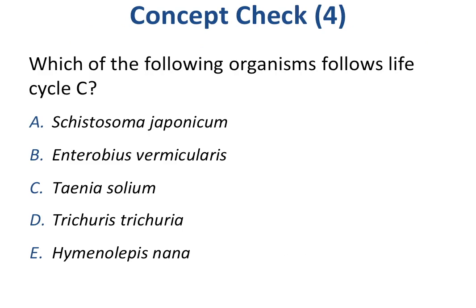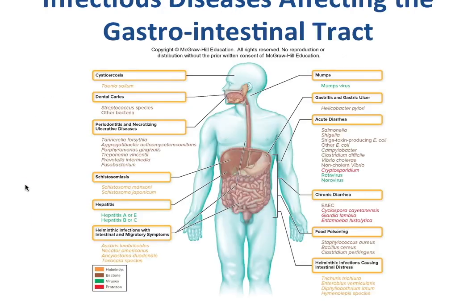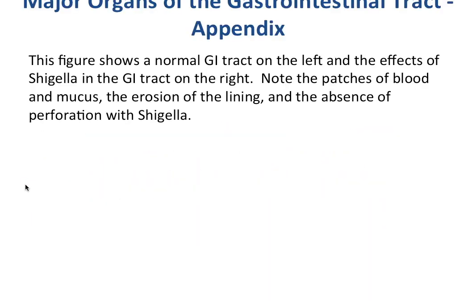Now let's work on this question. Which of the following organisms follows life cycle C? I give you 5 seconds. The correct answer is C, Taenia solium. This is the end.